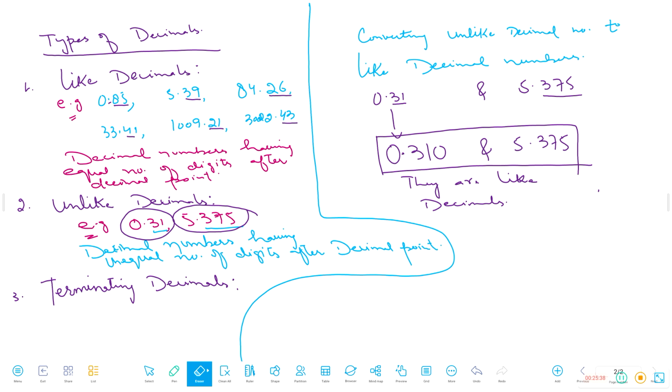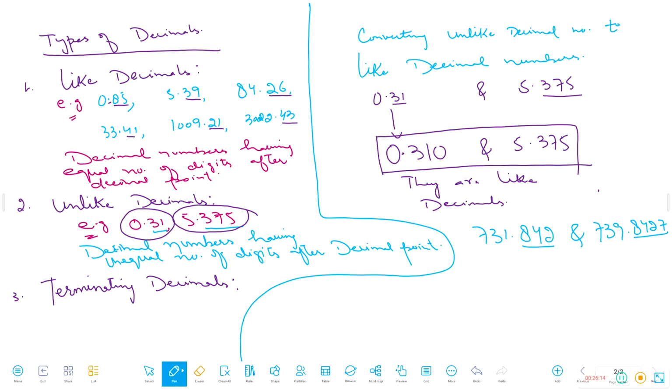One more example I am taking is, suppose I have 731.842 and 739.8427. Now you can see they are again unlike. Again I will try to make them like. Why unlike? Because after the decimal point this contains 3 digits and this contains 4 digits. Before the decimal point they need not contain an equal number of digits.